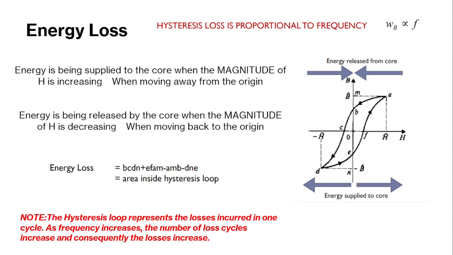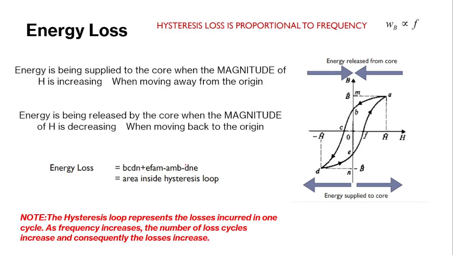Just going through it more, the energy is being supplied to the core when the magnitude of H is increasing, which makes sense, right? Because if you increase I, you increase H, and if you increase H, the energy supplied to the core will basically increase, right?